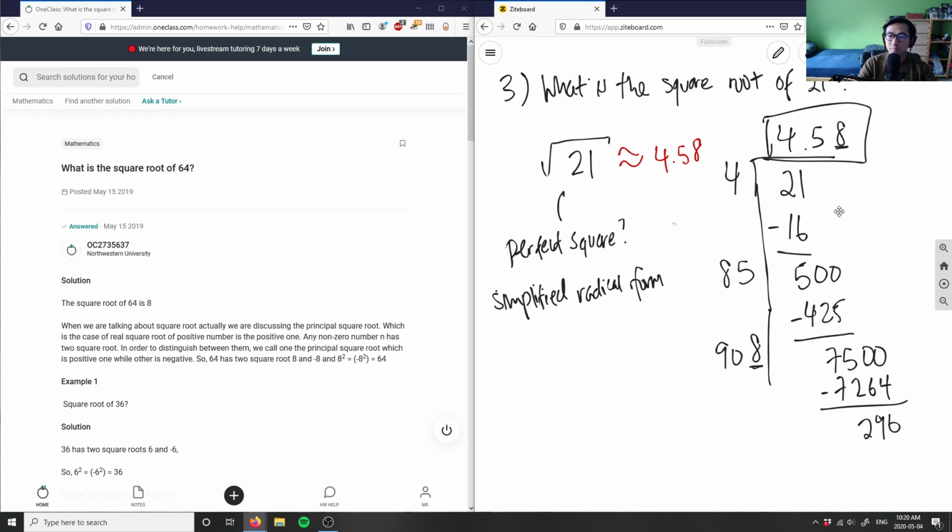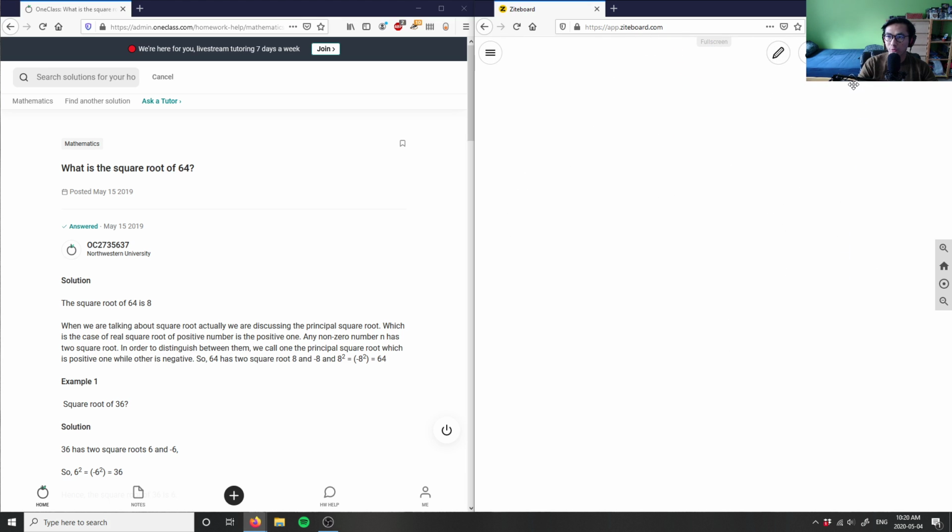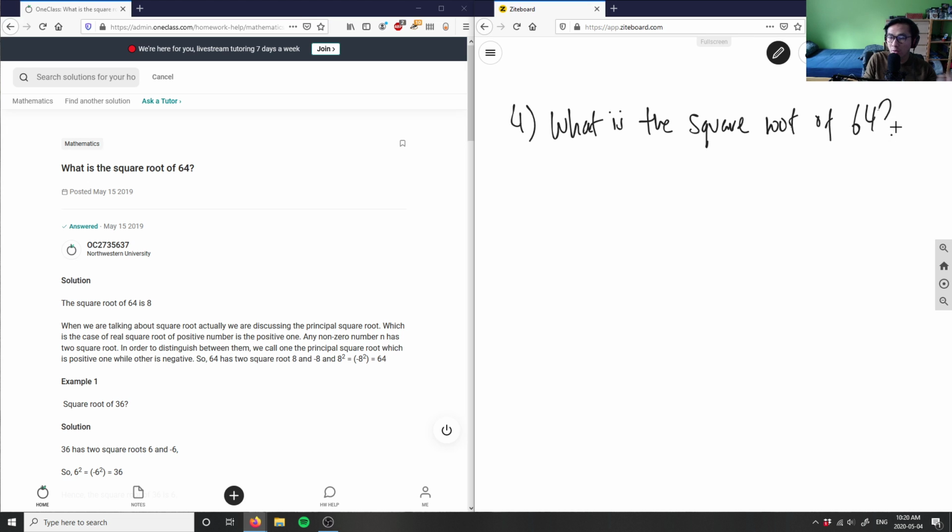Okay. The next question here is number 4. It's saying here, what is the square root of 64? So give me a second here. What is the square root of 64? And again, when we talk about the concept of square root, it's this symbol here, and 64 is going to be inside the bracket. So it's asking us what is the square root of 64.